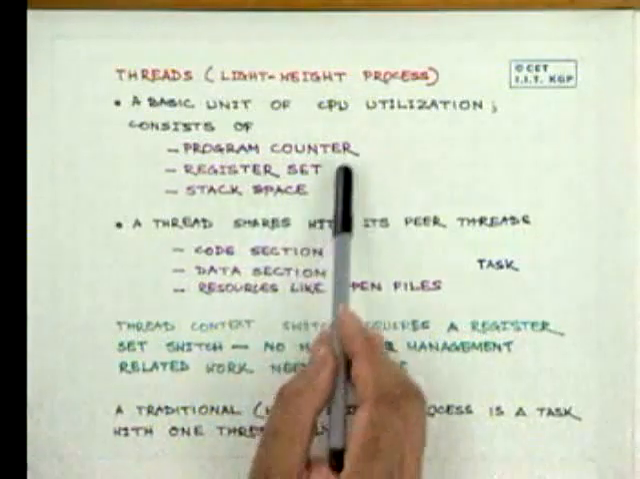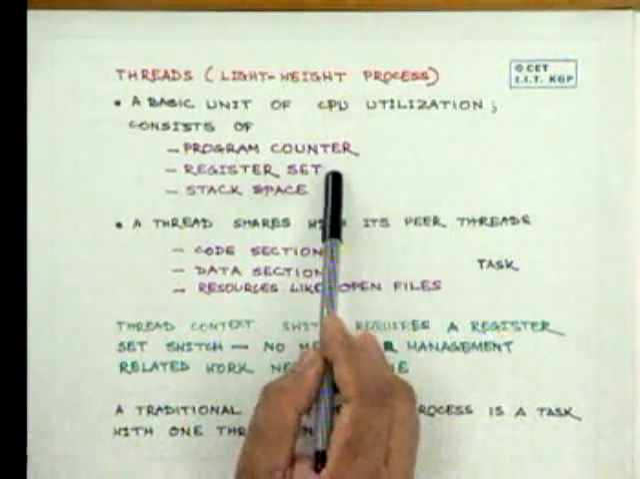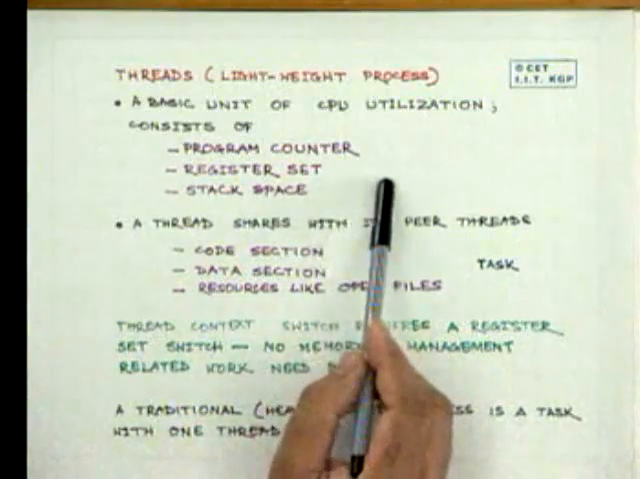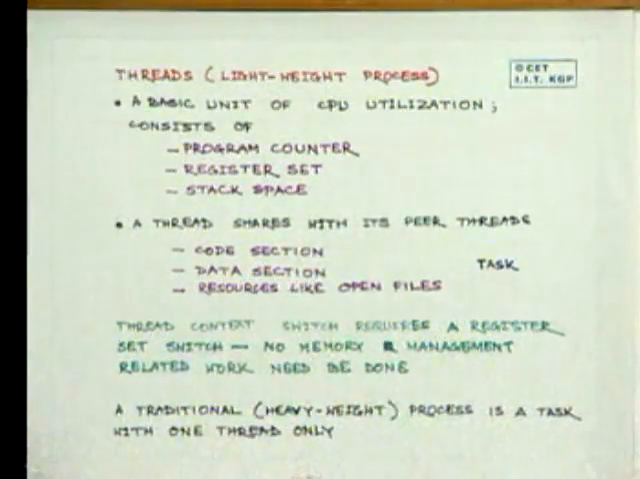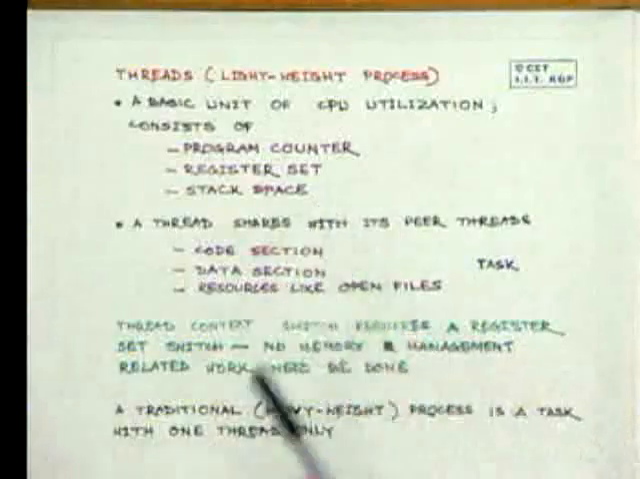But naturally, the program counter value, the register set values, and the stack space, where the local variables, etc., are kept, may change, right? And as such, thread context switching takes much less time than process context switching, so parallelism can be maintained much more easily and at much less cost by utilizing threads rather than process switching.